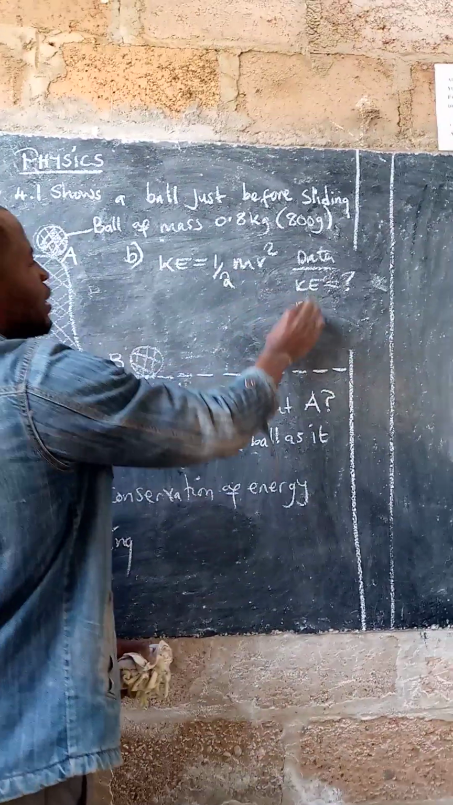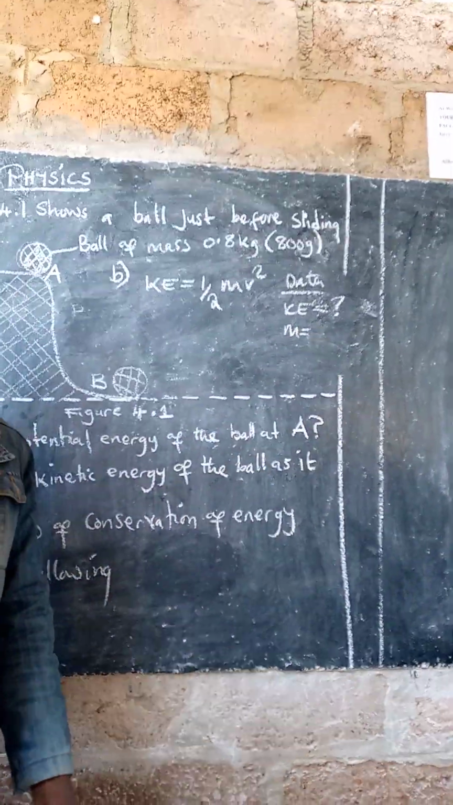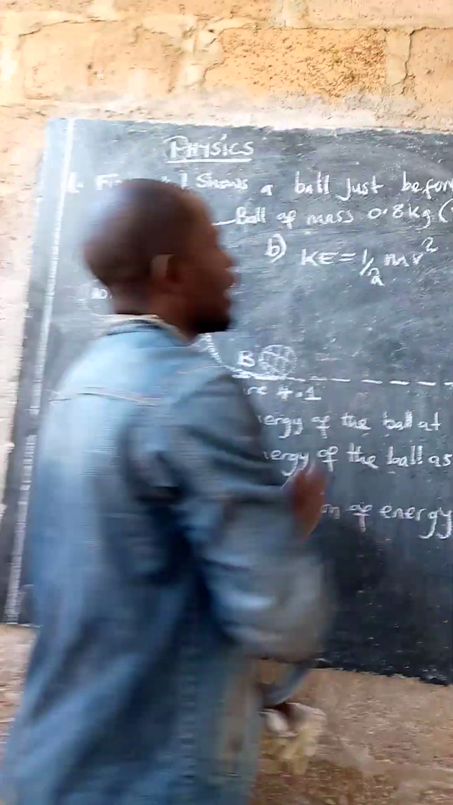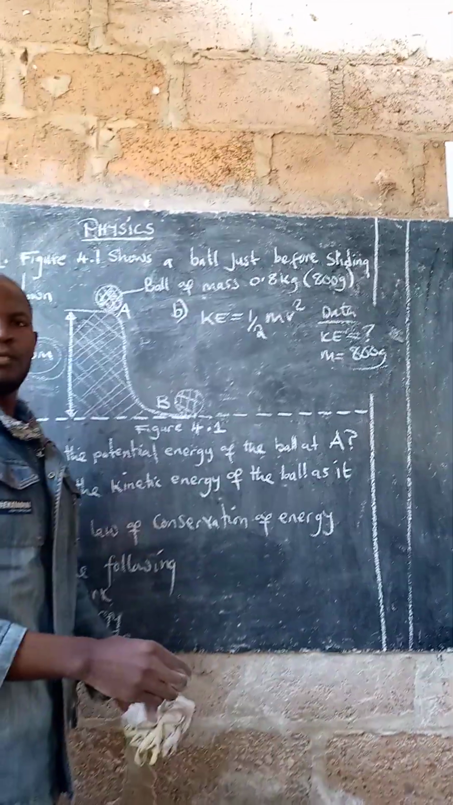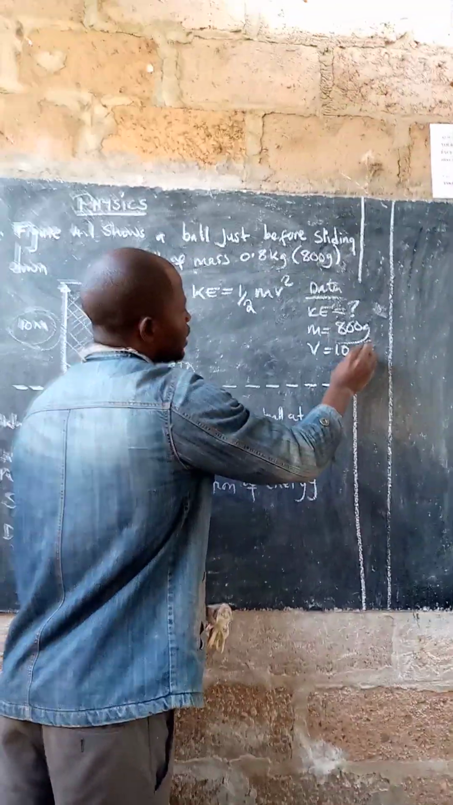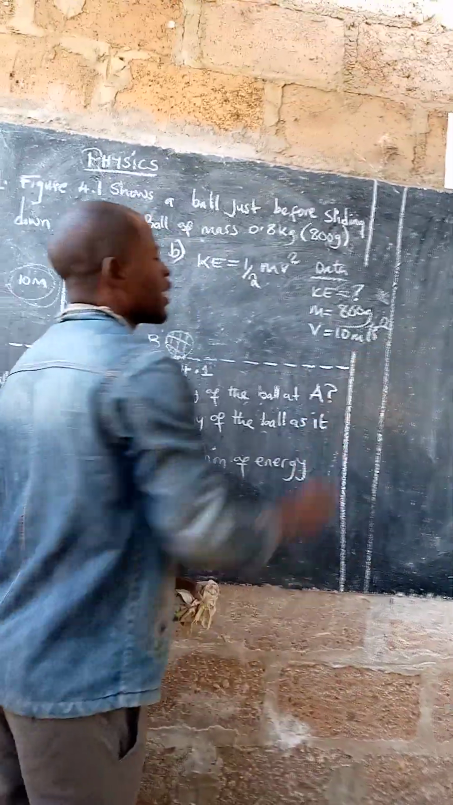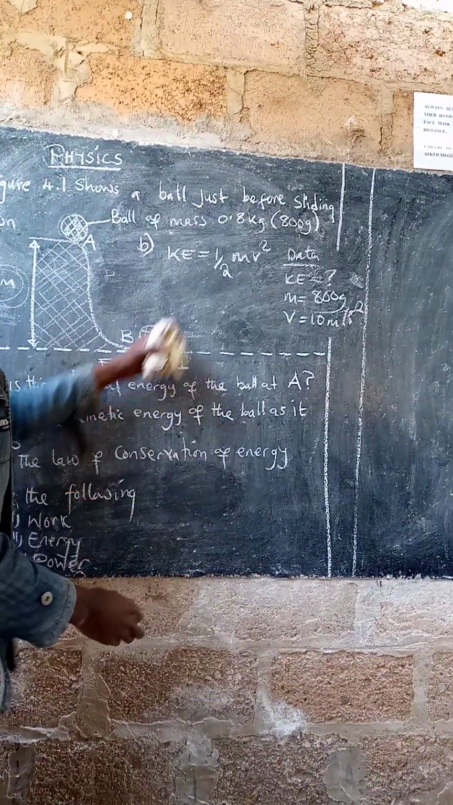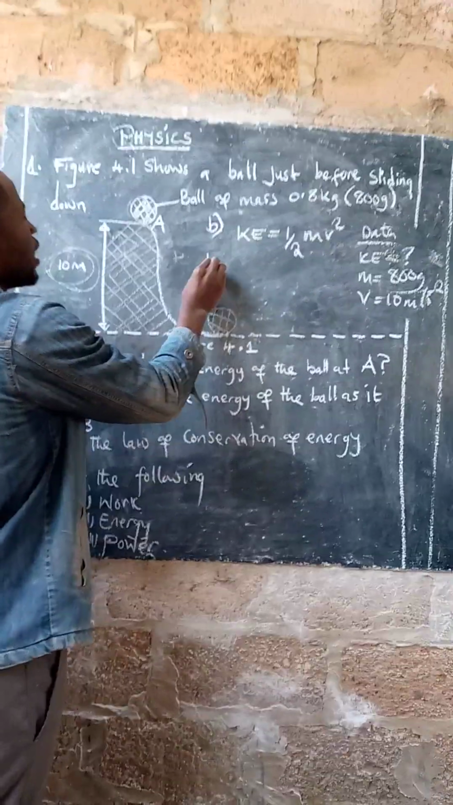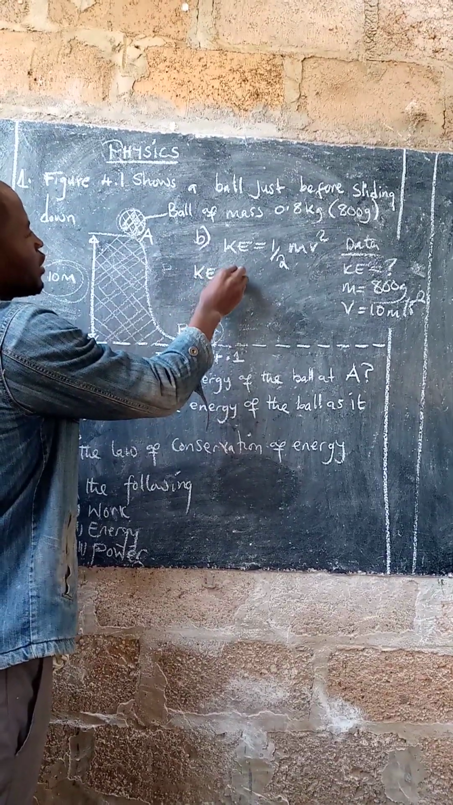And then our mass, what is our mass? It's 800 grams. What is our velocity? 10 meters per second. Velocity is 10 meters per second, squared. Altogether. So now we substitute in the formula.